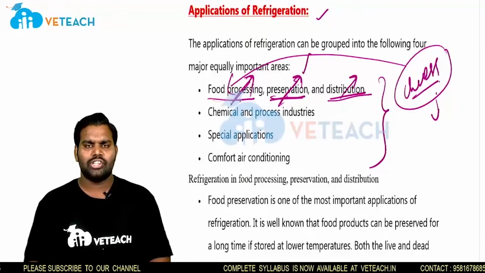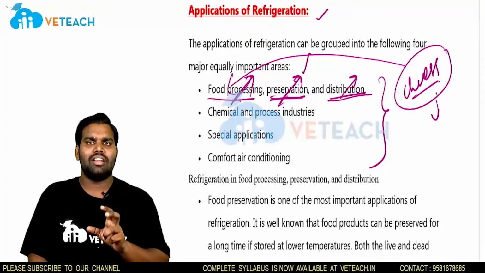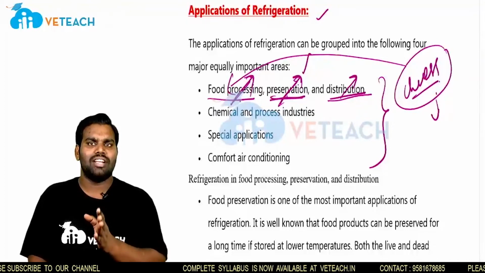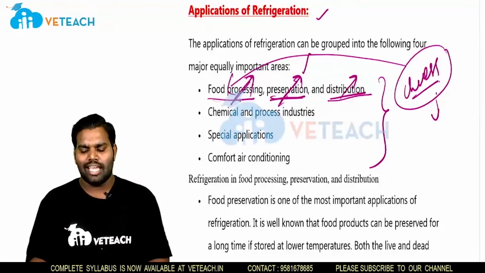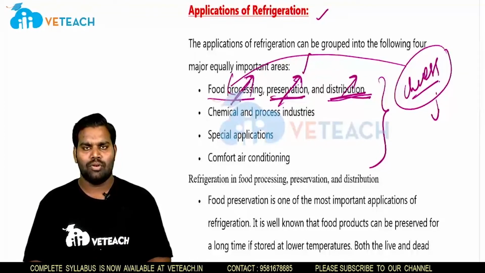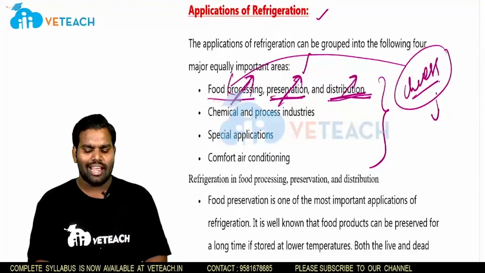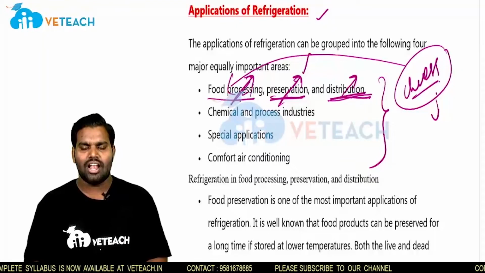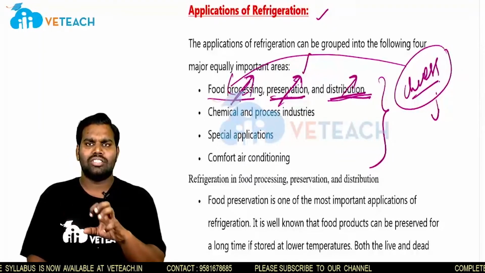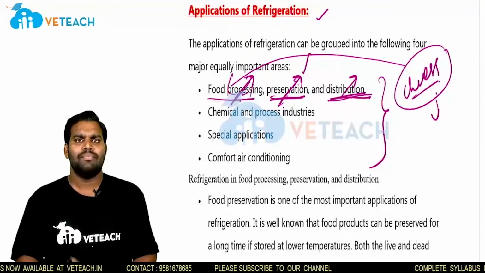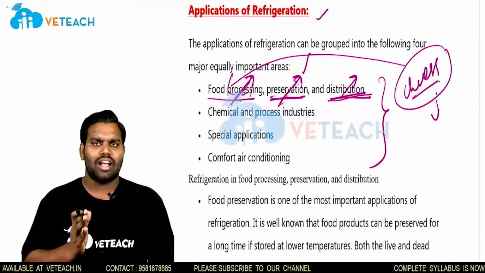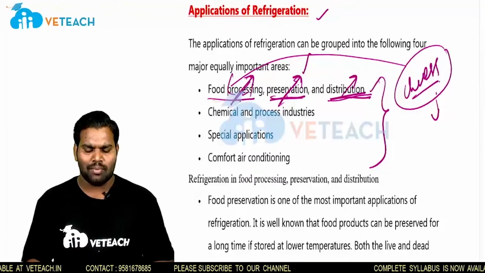Coming to distribution, after preserving that cheese, we convert that cheese into ghee. Likewise, that ghee can be distributed among the people. So we have food processing, preservation and distribution. All of those things are considered in terms of a refrigeration system. Without the refrigeration system we can't do anything in these three processes.